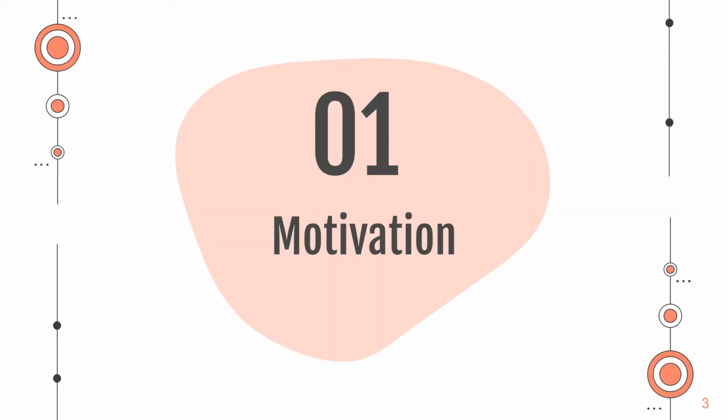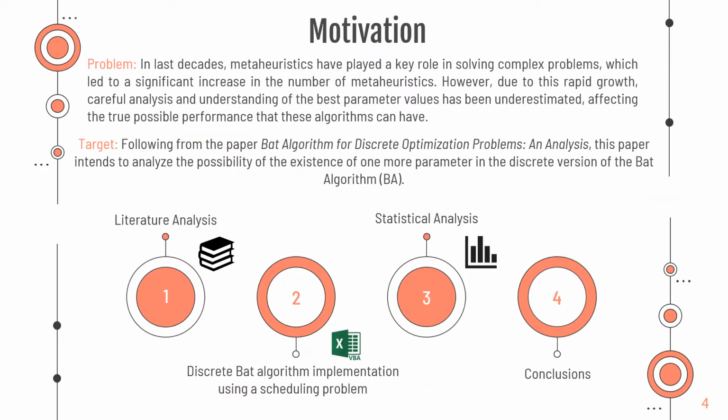So starting with the motivation. As you know, in the last decades, metaheuristics have played a key role in solving complex problems, which led to a significant increase in the number of metaheuristics. However, due to this rapid growth, careful analysis and understanding of the best parameter values has been underestimated, affecting the true possible performance that these algorithms can have.